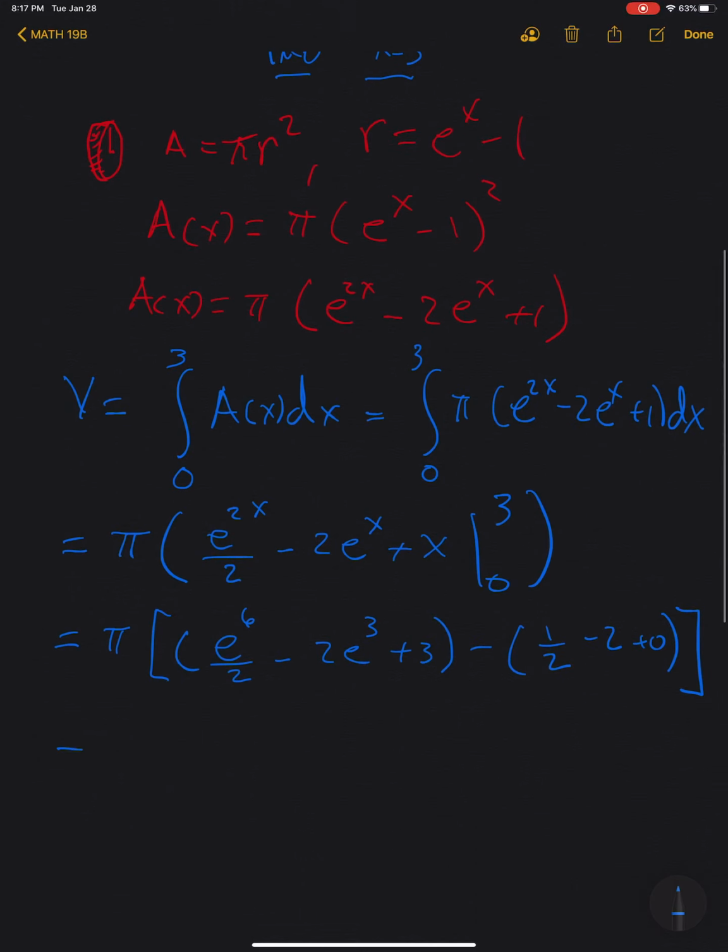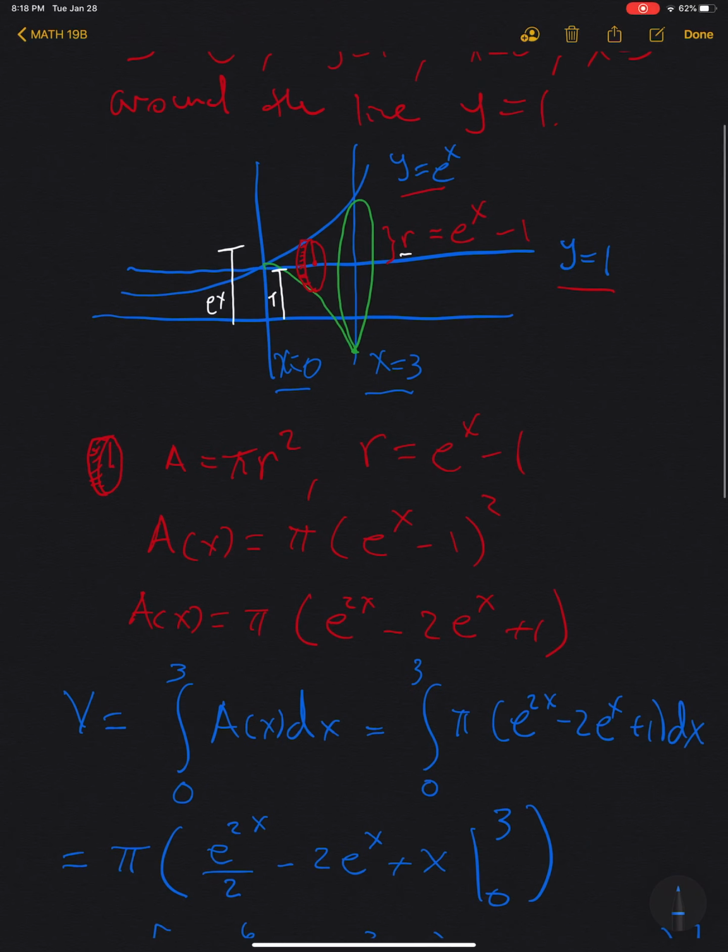So I can simplify this finally, and I would have pi times (1/2 e to the 6 minus 2e to the 3. And then I would get 3 plus 2, that will give me 5, minus 1/2, that will give me 4.5, which is the same thing as positive 9/2). And that will give me the volume of the original region that I had over there.